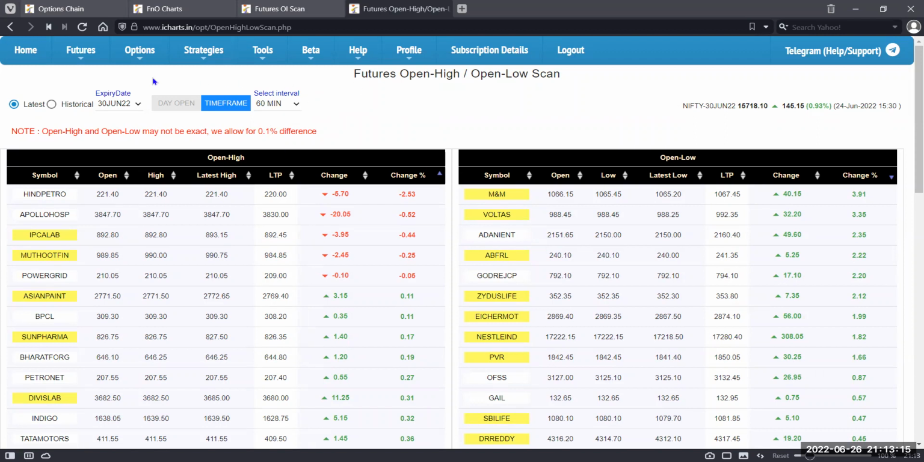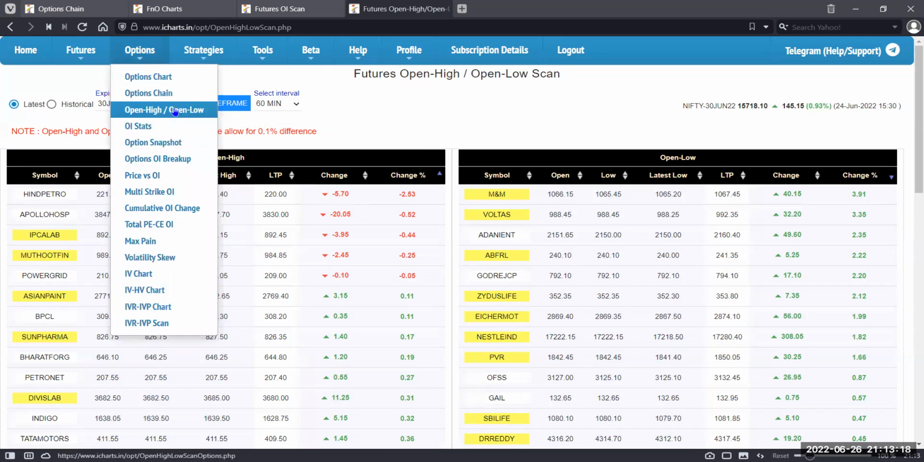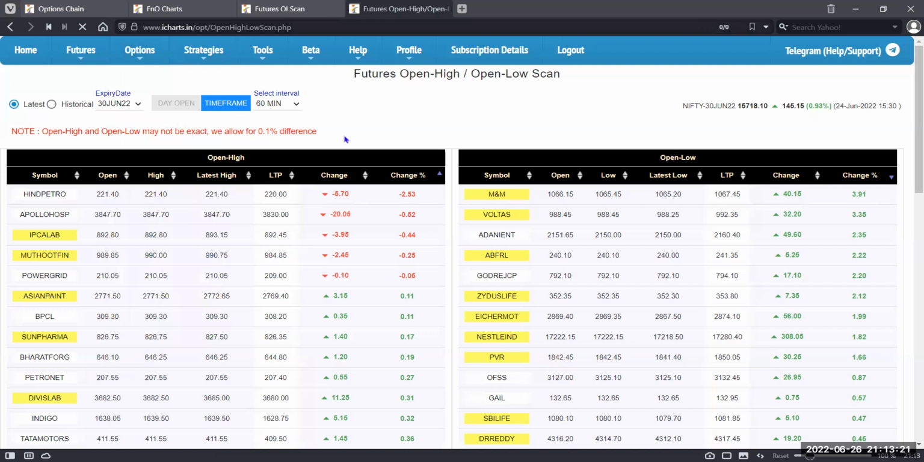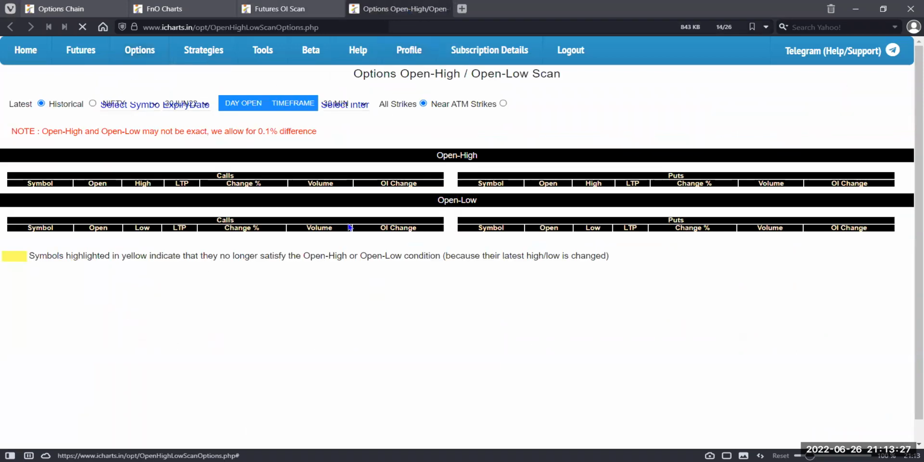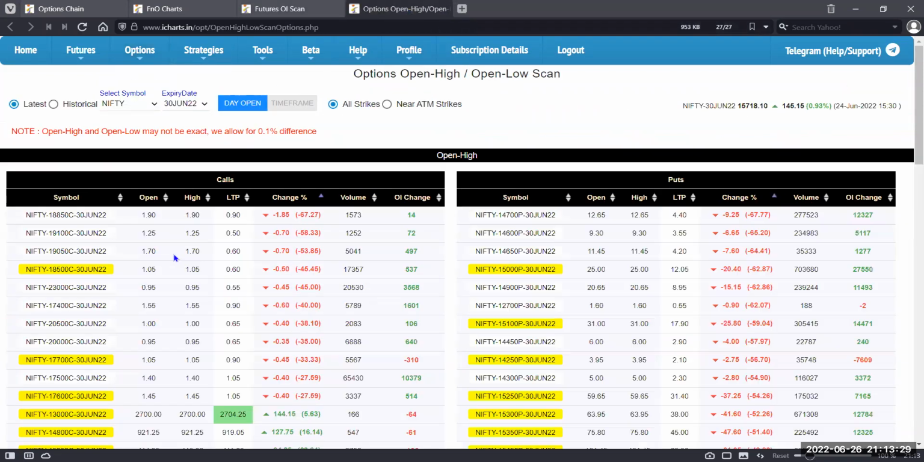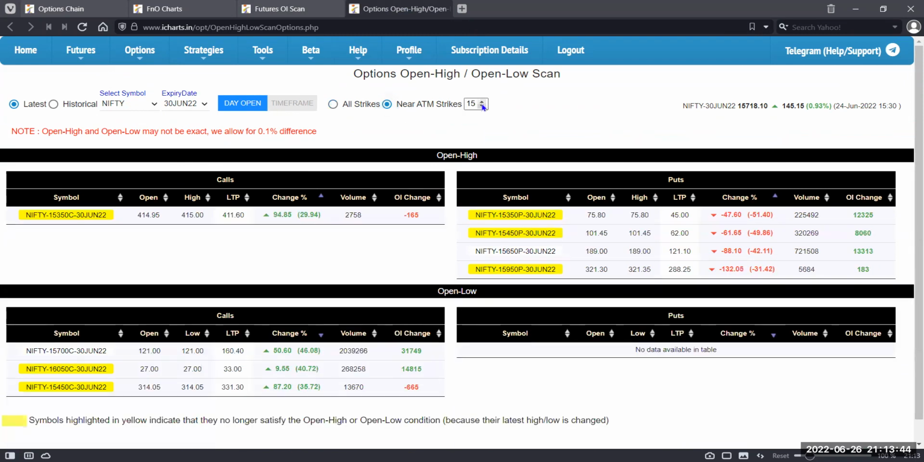Okay. So I'll go to options, open high, open low. Now here, exactly similarly, you have to select the symbol. You select the expiry date, and you select all strikes or near ATM strikes, and it will tell you what all for the day, what open highs are there in the calls, open high in puts, and open low in calls, and open low in puts.